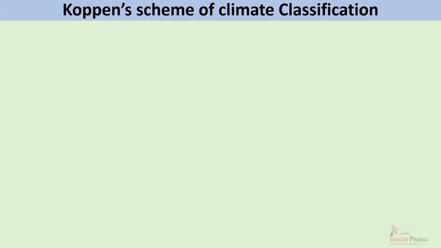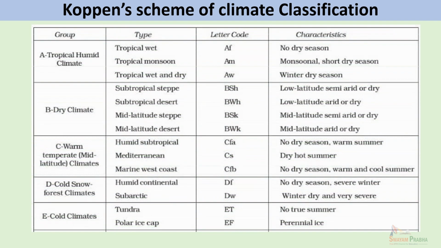So we have discussed all the major climate types under the Koppen scheme of climate classification. We have already discussed what is A type of climate, which is a tropical humid climate, B type of climate, which is dry climate, C climate, which is warm temperate mid-latitudinal climate, and D climate is related to cold snow forest type of climate, while E climate is associated with cold climates. Besides this, we have also discussed the H type of climate, which is the highland type of climate, and other features which are related to Koppen scheme of climate classification will be discussed in 1C video lecture, which is next in the series.